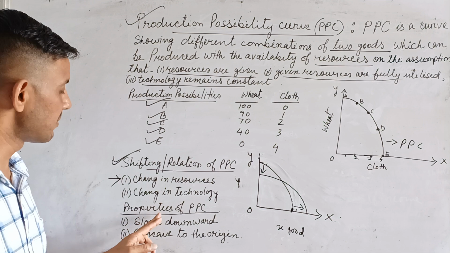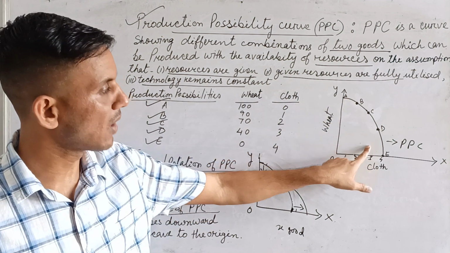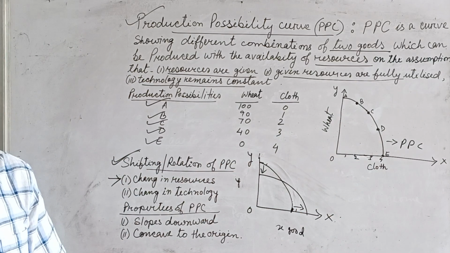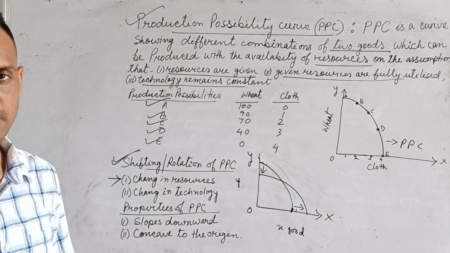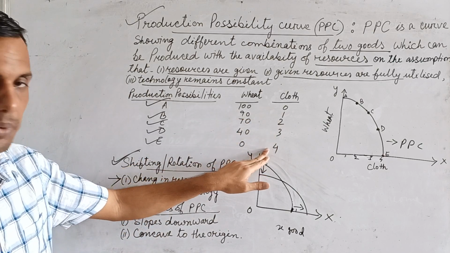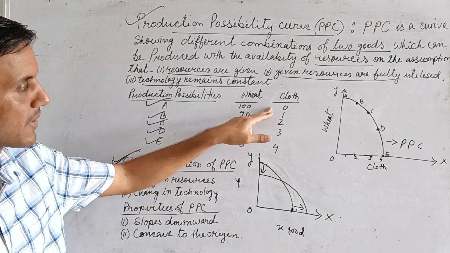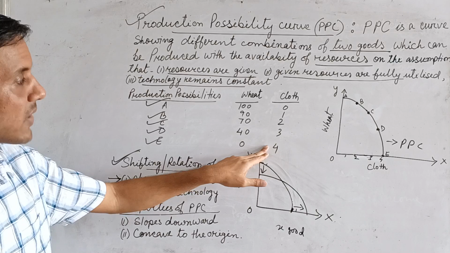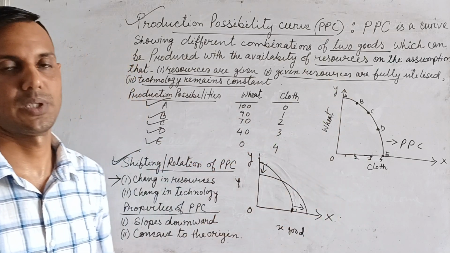Okay, now you see the properties of PPC. Slopes downward. See, it slopes downward. Why does it slope downward? Because when you fully utilize these resources and after that, if you want to increase the production of one product, then you have to give up the production of another product. Here, you want to increase the production of clothes, and that's why you have sacrificed the production of wheat. So that's why it slopes downward.